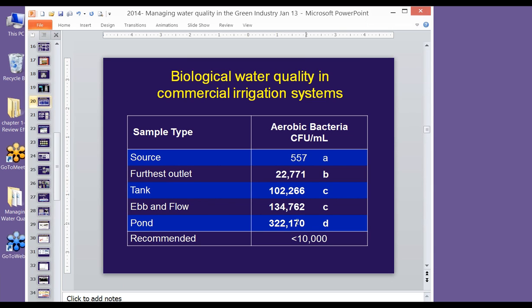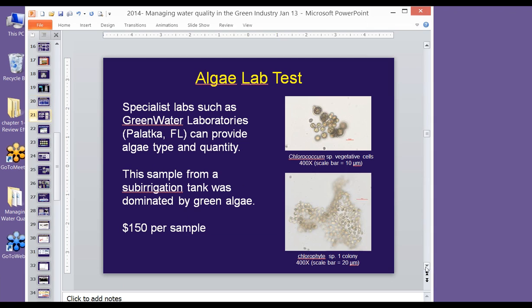And when that goes back to catchment ponds, the numbers are even higher. So this just reinforces why we cannot use pond water, or even catch water from tanks, directly for irrigation. It needs to be treated prior to that. And then you can also do algae lab tests.